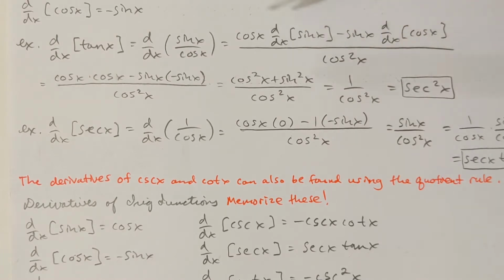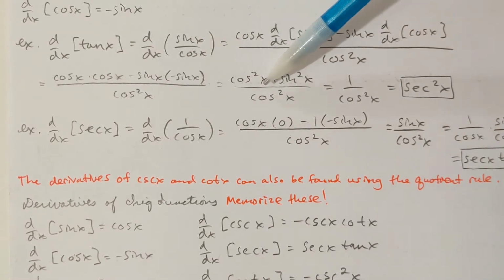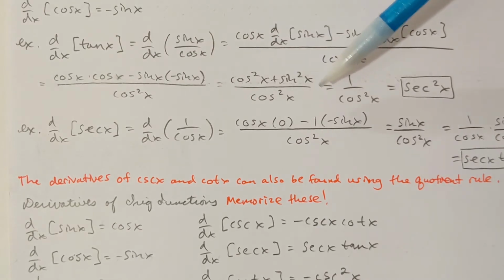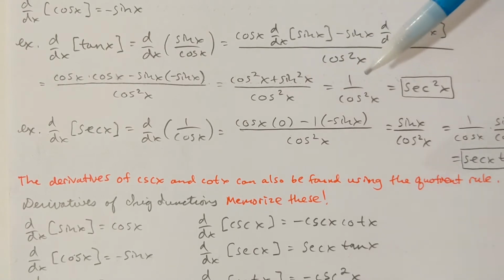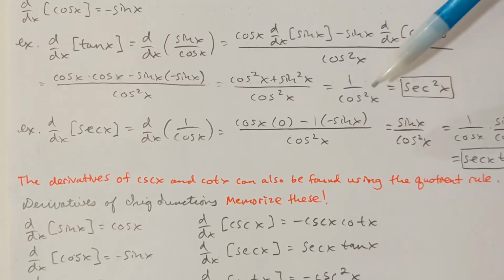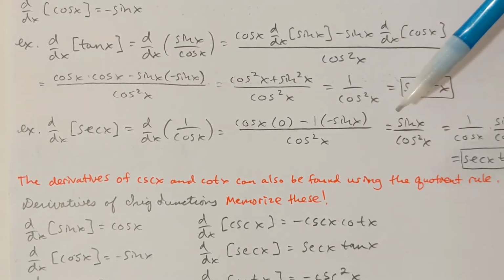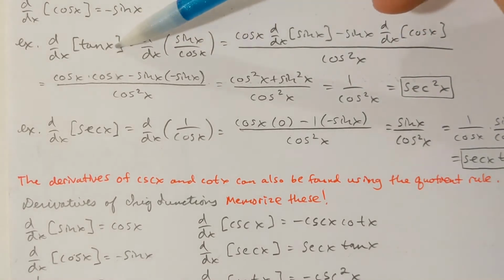The derivative of sine x is cosine x. The derivative of cosine x is negative sine x. Okay, and cosine x times cosine x, well, that'd be cosine squared x. Negative sine x times negative sine x, that'd be sine squared x. Cosine squared x plus sine squared x, that's 1, right? That's my Pythagorean identity. And 1 divided by cosine x, well, that would be by definition how I define secant x. So 1 over cosine squared x, that would be secant squared x. Okay, the derivative of tangent x is secant squared x.